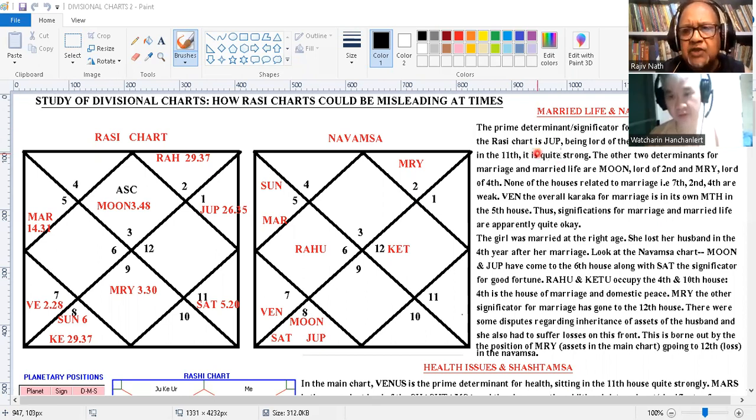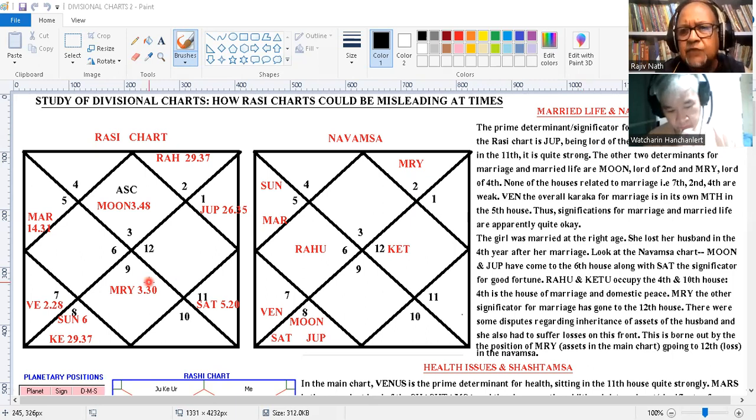See, in all female charts, the planet Jupiter is the prime significator for the husband. And the prime determinant in this chart for marriage is also Jupiter. Why? Because Jupiter is the Lord of the seventh house with the Mool Trikona Rashi in it.